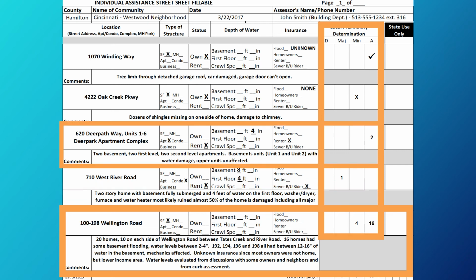Similarly, if you are including multiple apartment units in one row on the street sheet, be sure to specify the unit numbers, the apartment complex name, and the number of structures in each degree of damage. Be sure to count each apartment separately in your tally. Also, note that it is written when the insurance information is unknown and when there is no insurance. Leaving this section blank leads to confusion about whether there is no insurance or whether it is unknown.